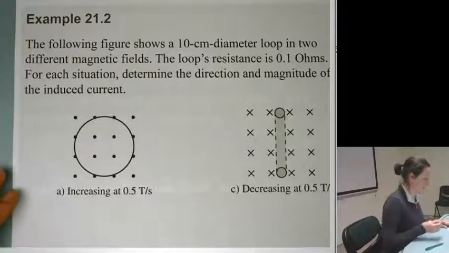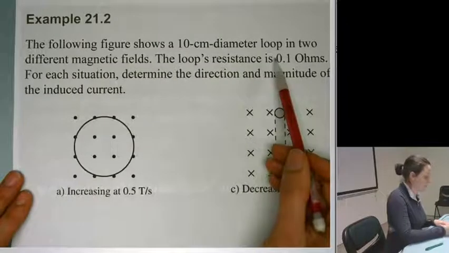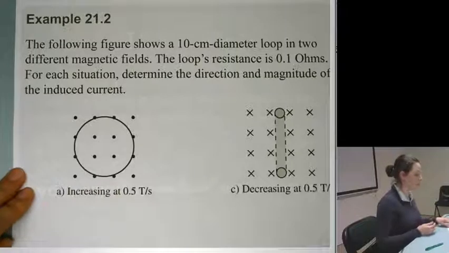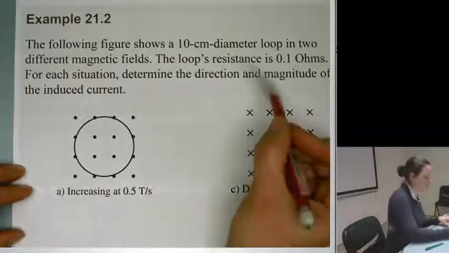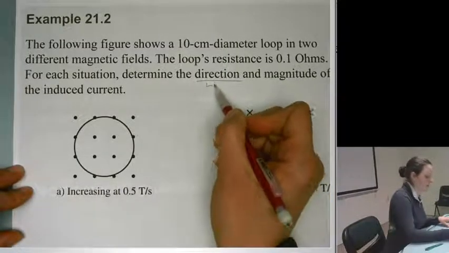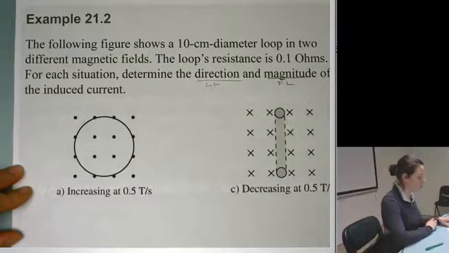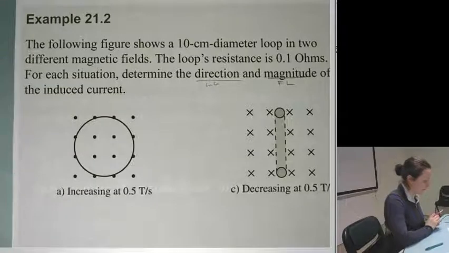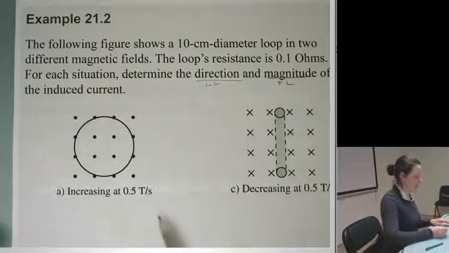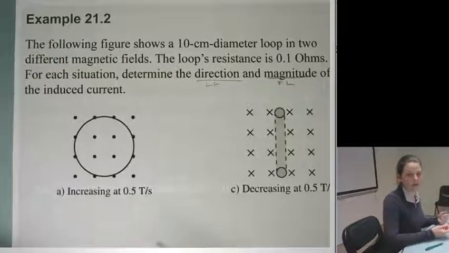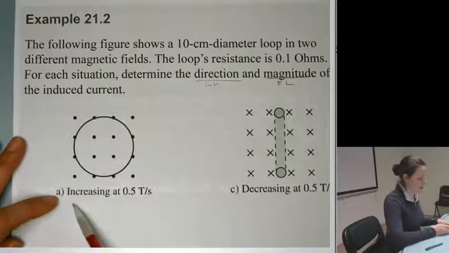All right, so I have a 10 centimeter loop in two different magnetic fields, and we'll say that the loop's resistance is 0.1 ohms, and we want to determine the direction, so that will be using Lenz's law, and the magnitude, that will be using Faraday's law of the induced current. All right, so here is A, and again, I encourage you, pause it, do it yourself, and then I'll run through the answer. So if you've had a chance to look at this, let's go do A, and we'll do these 3 steps.